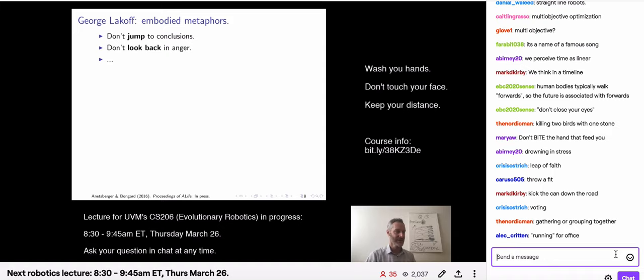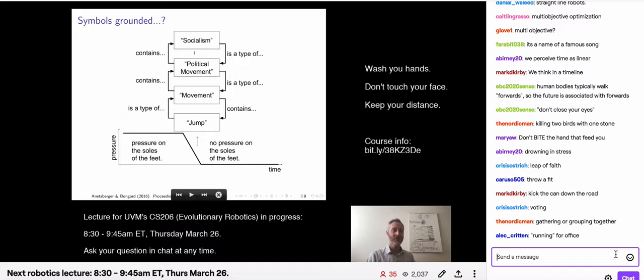So although it may be difficult to imagine some very abstract words being grounded in more motoric language, as mentioned in the chat here, some of these embodied metaphors related to abstract concepts like democracy suggest that maybe it's possible. Okay, we're going to focus, however, on the lowest levels. Can a robot ground very motoric words in sensorimotor experience?